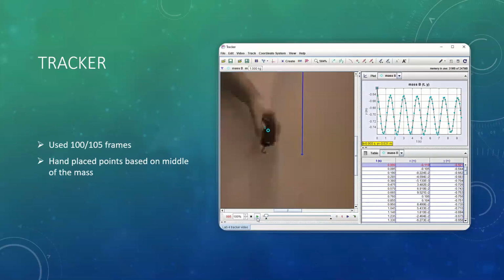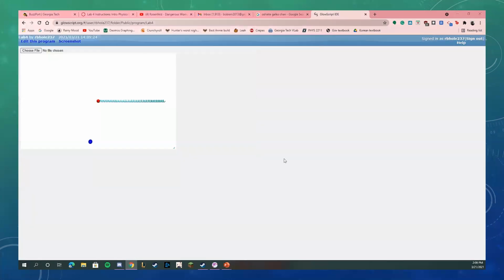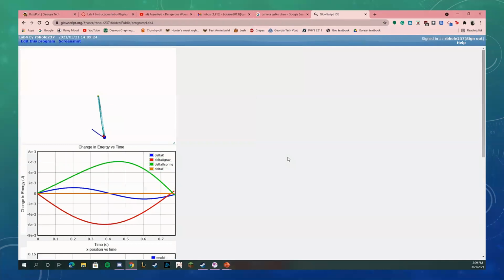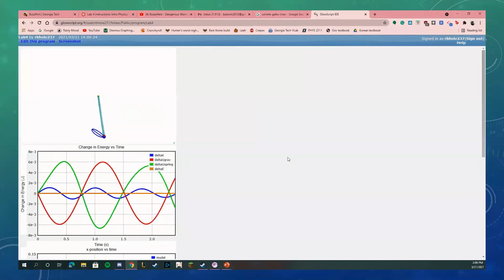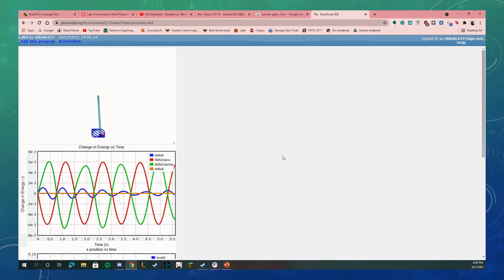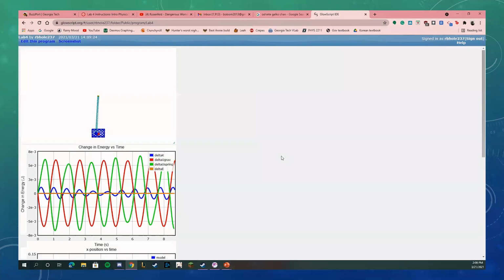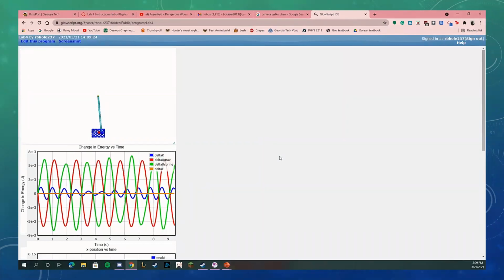From that data, this GlowScript code was made. The blue ball with the blue line is the path generated from GlowScript, and the red ball is the actual path taken from the video. As you can see, they are not that far apart.